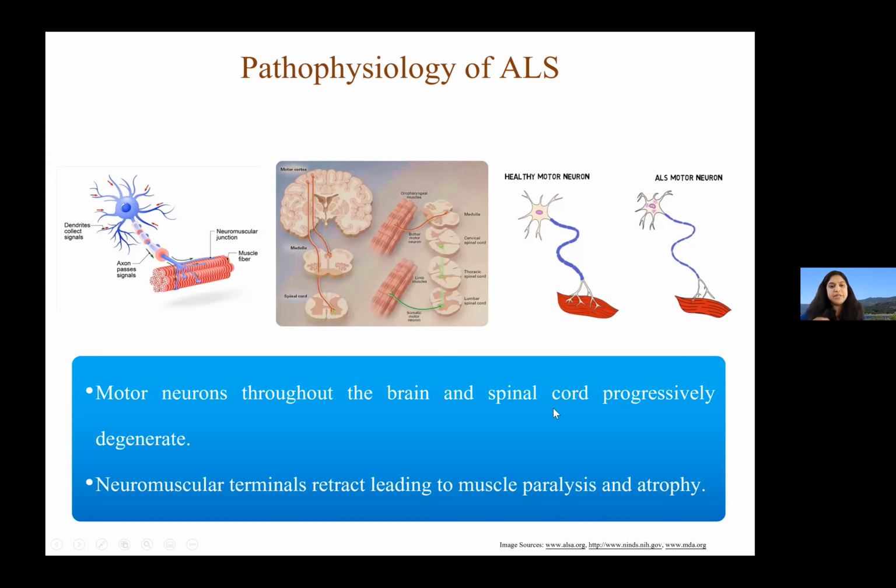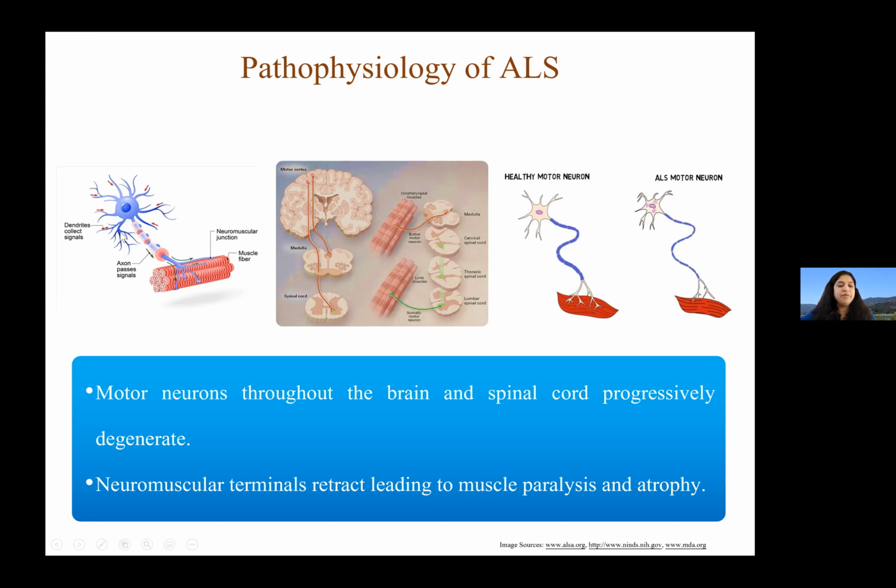So we wanted to understand what is the underlying pathophysiology, both from an experimental standpoint and also the dynamics standpoint. At the very basic level, what does this disease do? Well, it is known to affect a class of neurons called motor neurons.